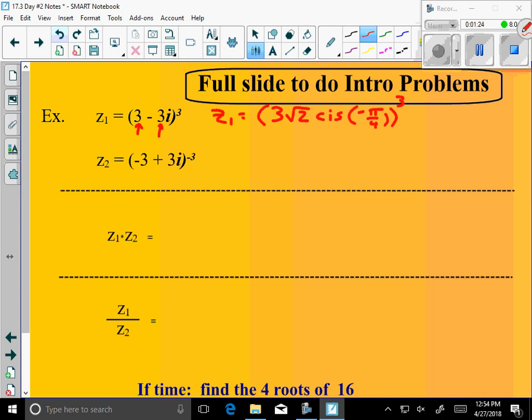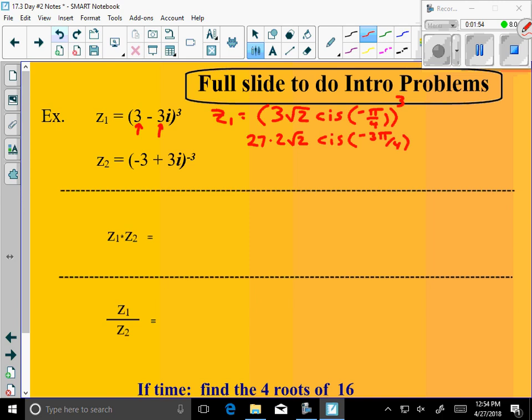Oh, goodness. So what will that do? So that'll turn this into cis what? Negative 3 pi over 4. Okay, good. Now, what will it do to the 3? Turns it into a 27. And that turns into a 2 root 2. Because root 2 squared is 2.